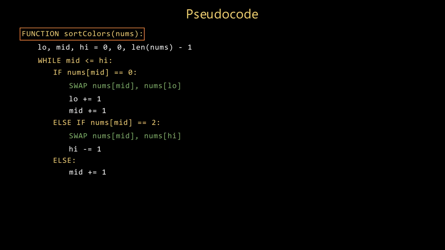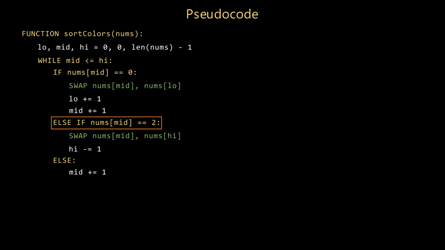Declare sort colors on the input array nums. Initialize low and mid at the left, high at the last index. Loop while mid is still inside the region bounded by high. If the value at mid is 0, it belongs with low. Swap mid with low to move the 0 into place. Advance low because another 0 is now fixed. Advance mid because we already classified that slot.